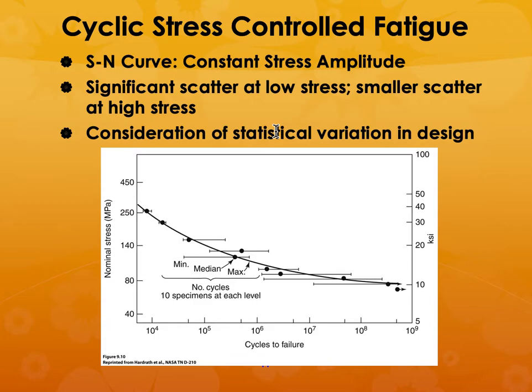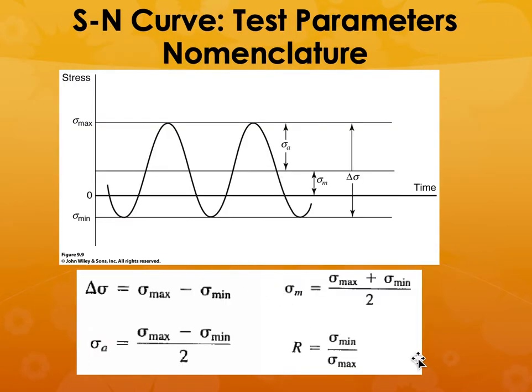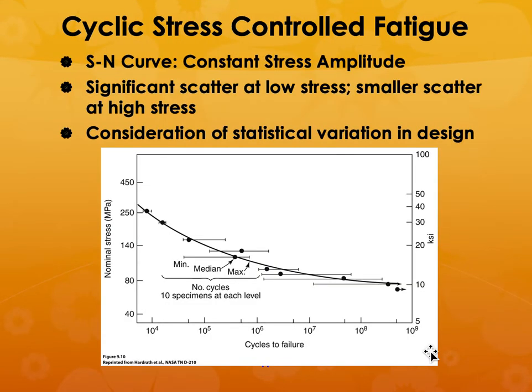So typically when you plot the number of cycles versus the nominal stress, that nominal stress can be based on any of these parameters. Okay, and then you would plot the parameters accordingly.